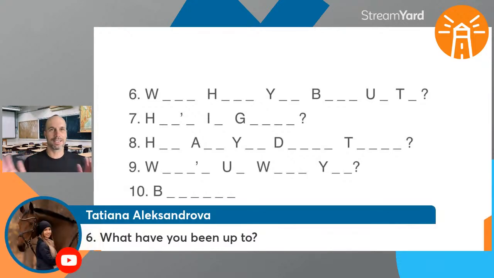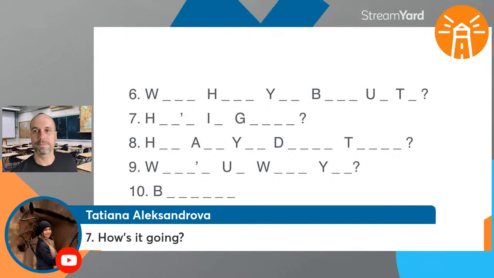All right, Tatiana got number 6. What have you been up to? That's a very common thing we say when we're greeting somebody. Hi, Rick, what have you been up to? That's a very common expression. Again, you might answer this and say, oh, not much, or, oh, I've been working a lot, or I just went on vacation to Cuba, right? So what have you been up to is what have you been doing in your life? And that's a very common one.